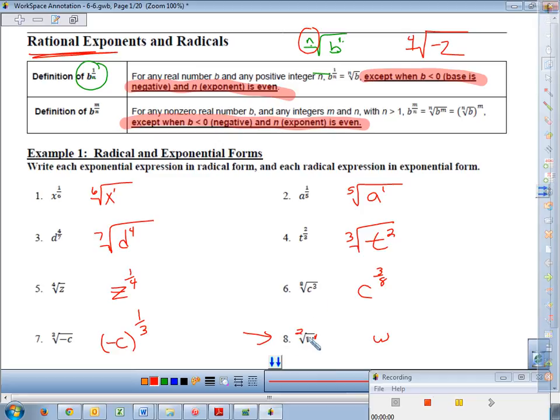Root is 2, correct? So what power do we have right there, my friends? To the 1/2 power. Does that make sense? Okay, cool. Power over root, power over root, power over root.